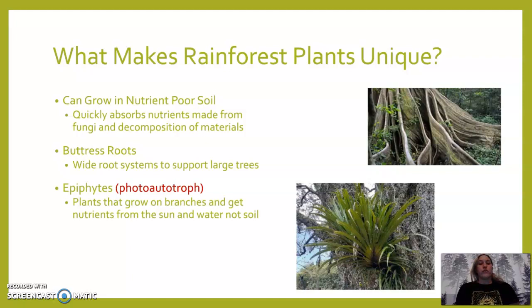They also have buttress roots, which are wide root systems to support large trees. And you have epiphytes, which are photoautotrophs. They are plants that grow on branches and get nutrients from the sun and water, not soil.